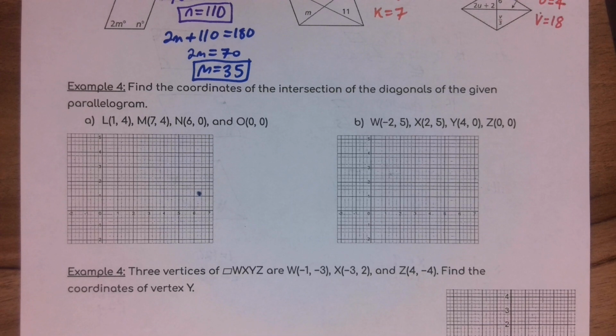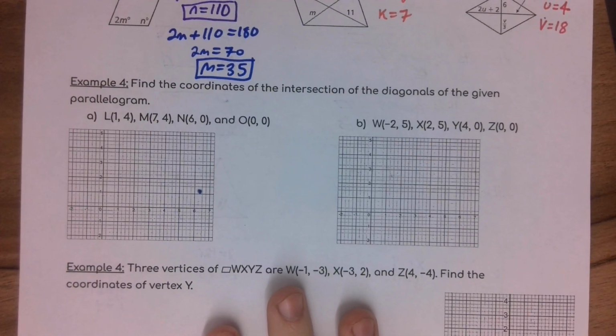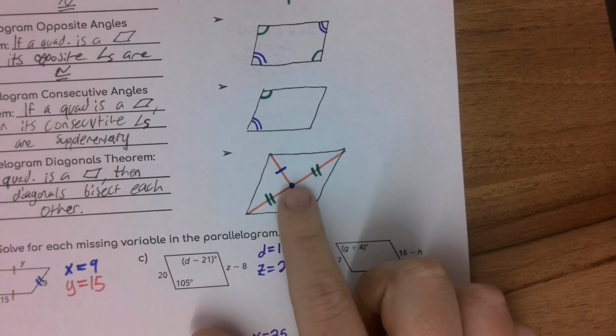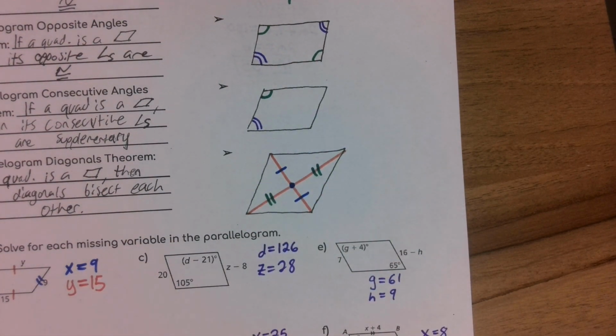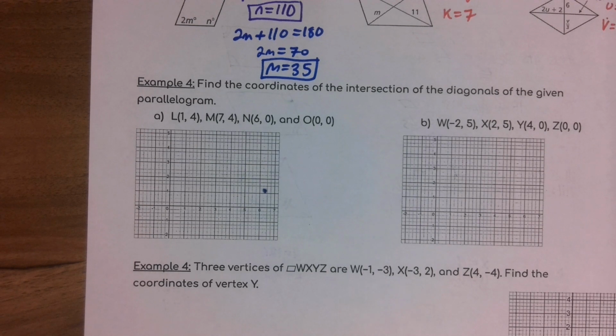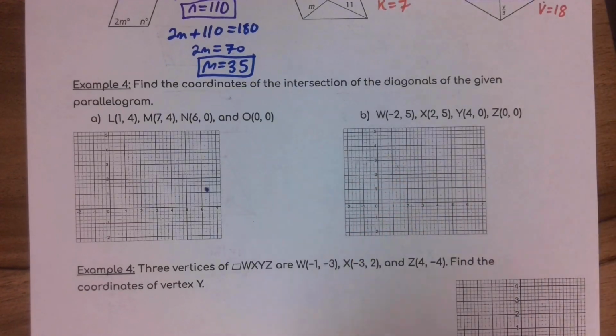The next example asks us to find the coordinates of the intersection of the diagonals of the given parallelogram. What does that even mean? Well, recall when we did this definition here, I put a dot right in the middle and said that's the middle of the parallelogram. This is what it's actually asking us to find, the middle of the parallelogram. Now, there's two main ways to do this. There is a bit of a longer way that involves graphing, and a bit of a shorter way. I'm going to do both here with A and B. So let's take a look.